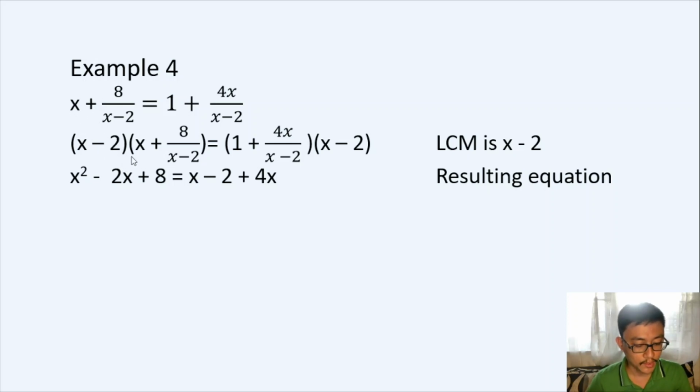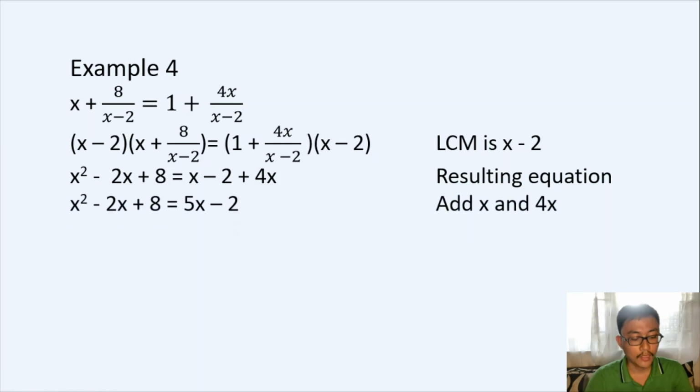So, ito muna. X minus 2 times x yung nasa loob ng isang parenthesis. That is x squared minus 2x. Plus, we just cancel x minus 2 kasi nasa denominator naman yung isang x minus 2. So, ang natira is plus 8 na lang. Equals 1 times x minus 2 is x minus 2 and then cancel na lang natin itong dalawang x minus 2. So that is 4x na lang. So yun yung naging resulting equation natin.